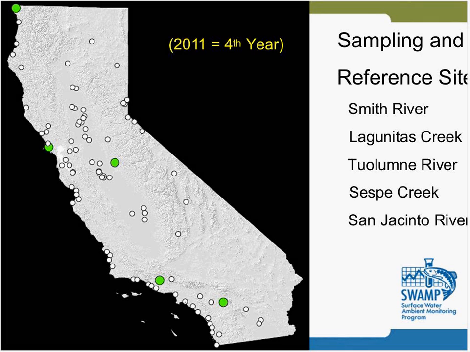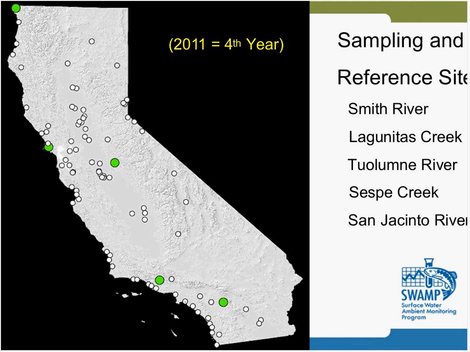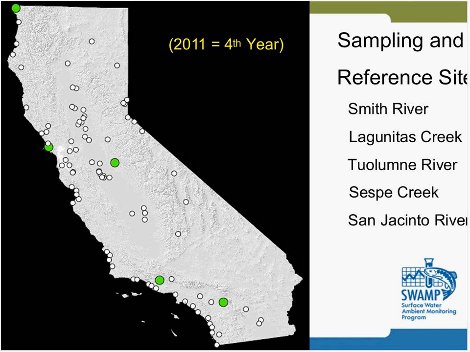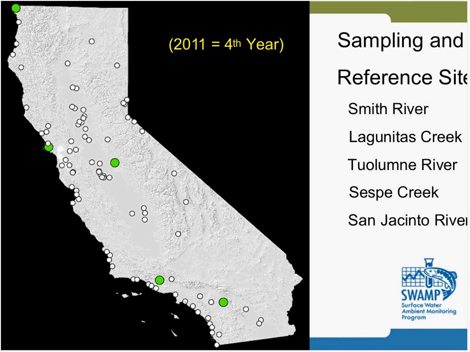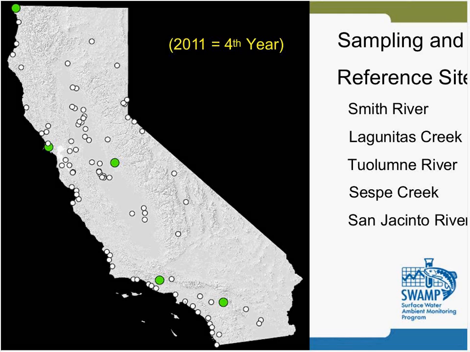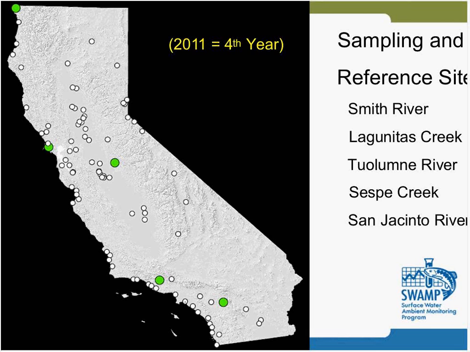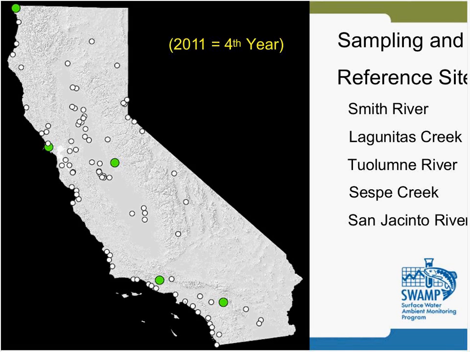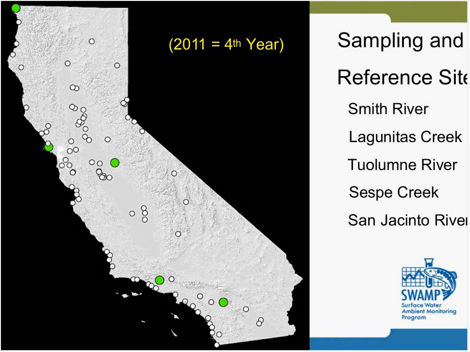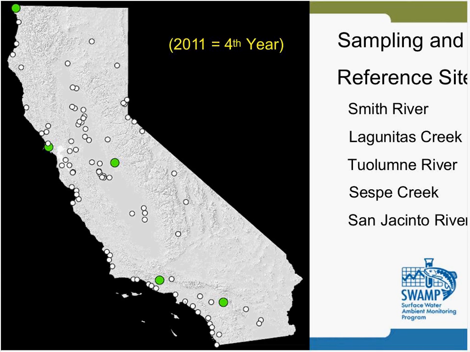So, these green stations marked on this map are reference sites: the Smith River in Region 1, Lagunitas Creek in Region 2, the Tuolumne River, Chesapeake Creek in Region 4, and the San Jacinto River in Region 8. We make comparisons between these reference sites and all of our other stations.